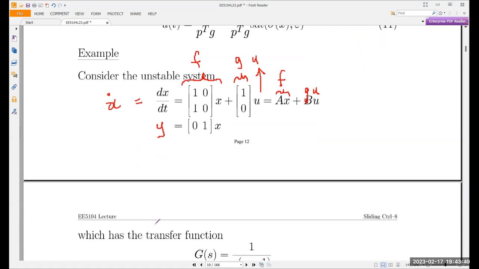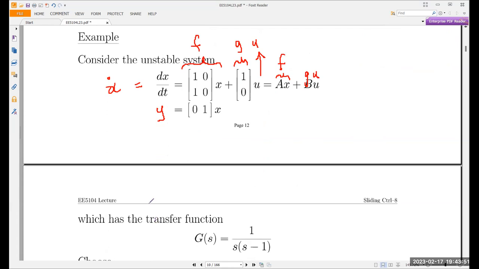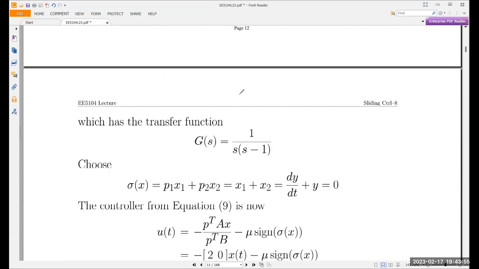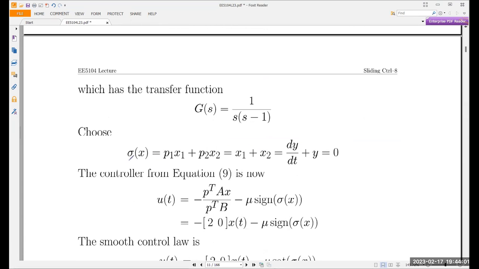we look at the results first. Then later on, we look at the tutorial question, how to get the results. So this one, if you write it in transfer function form, it looks like that. You'll get a pole on the right side, so it's unstable. So now, if we choose sigma as what I call distance plus speed, the same as the simple example.